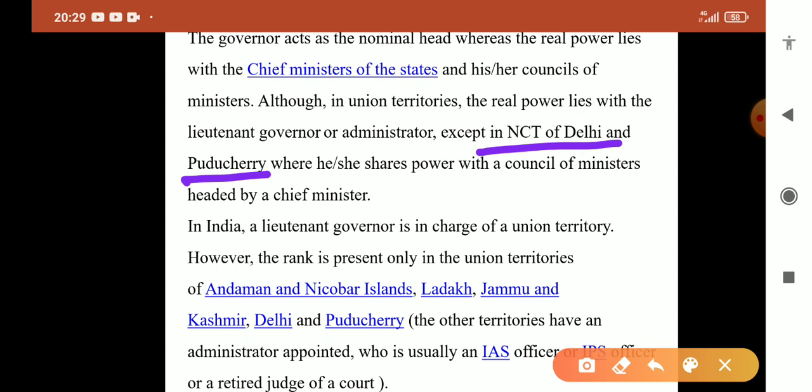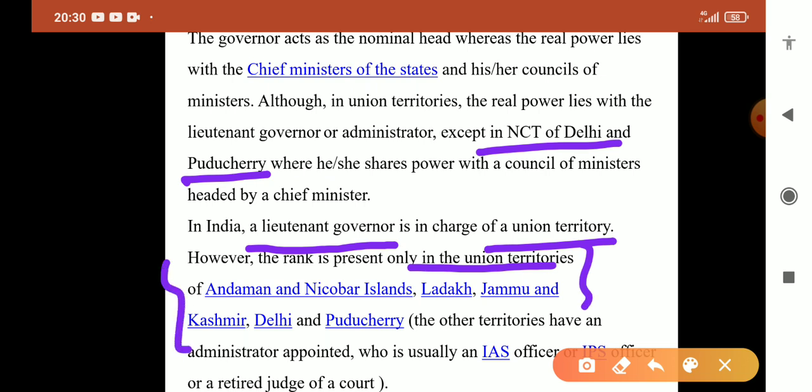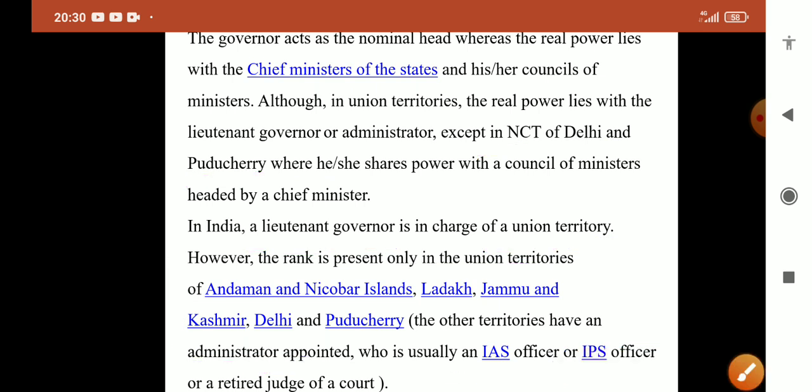In India, a lieutenant governor is in charge of a union territory. However, the rank is present only in the Union Territories of Andaman Nicobar Islands, Ladakh, Jammu and Kashmir, Delhi, and Puducherry. The other territories have an administrator appointed. Here we have lieutenant governors, and in other territories we have administrators appointed by the central government, who can be either an IAS officer, an IPS officer, or a retired judge of a court.